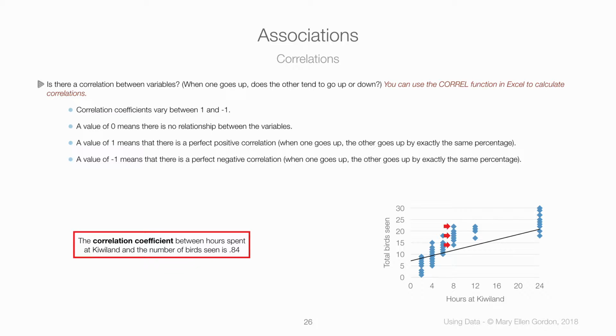Those things are reflected in the correlation coefficient, which is 0.84. That's positive, showing that the two do vary together and in the same direction, and 0.84 is pretty high, but it's not perfect.